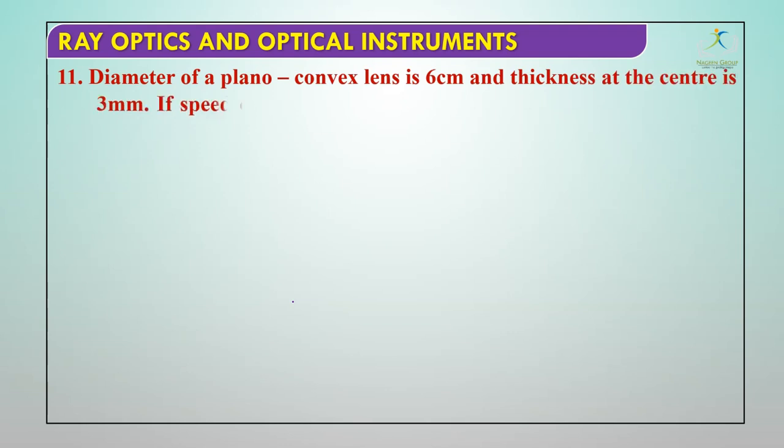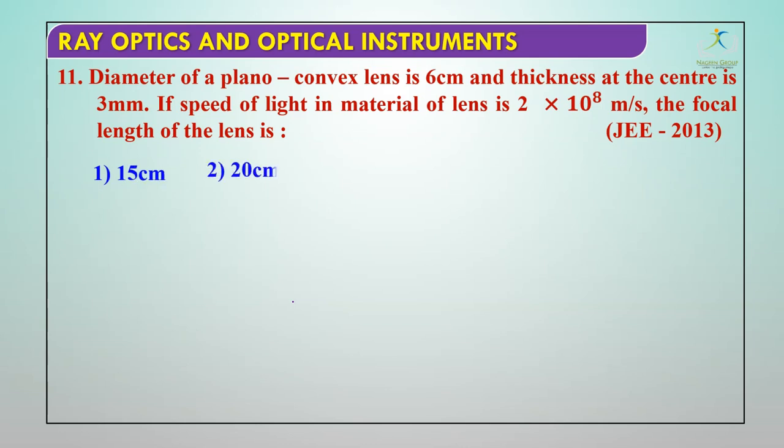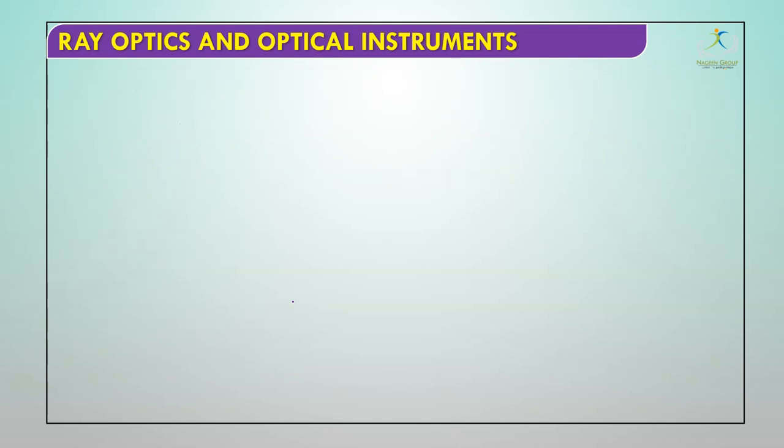Next question we have: the diameter of a plano convex lens is 6 cm and thickness at the center is 3 mm. If the speed of light in the material of the lens is 2 times 10 to the power 8 meter per second, the focal length of the lens is 15 cm, 20 cm, 30 cm, 10 cm. Solution which we have: 1 by f is equal to mu minus 1 times 1 by r1 minus 1 by r2. We just apply these things and get the result, option 3.